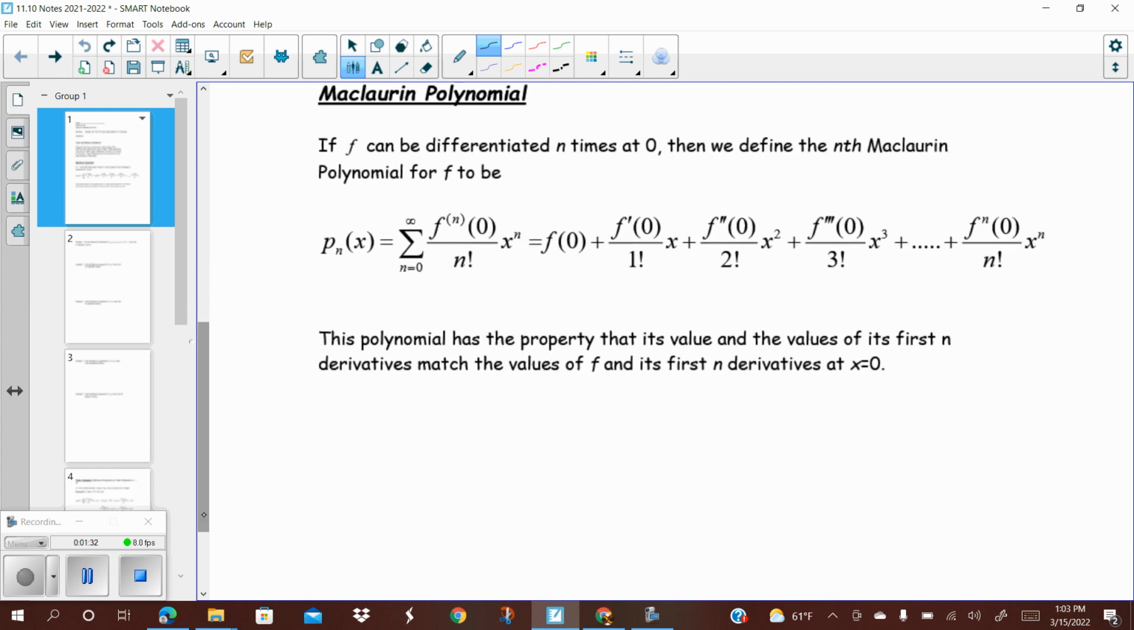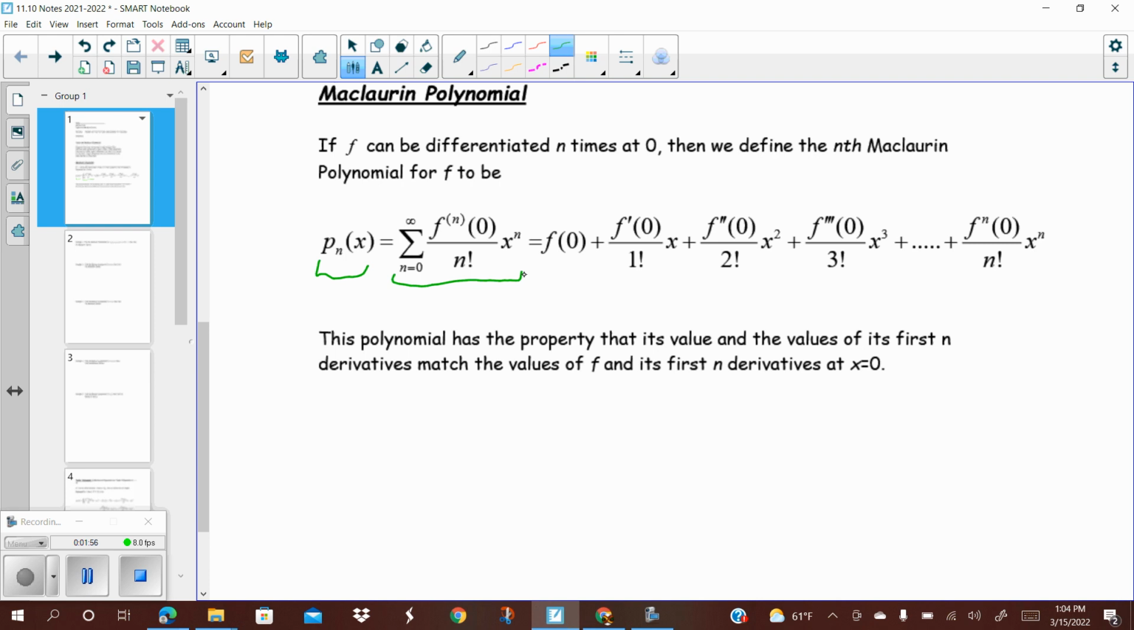Now, the equation here looks a little bit cumbersome, but it's really not as hard as it looks. The notation just means it is a polynomial that we're creating of n terms. That's all. It's a polynomial function of x, of n terms. This is your general notation. It's the one that will help you find any one of the terms.